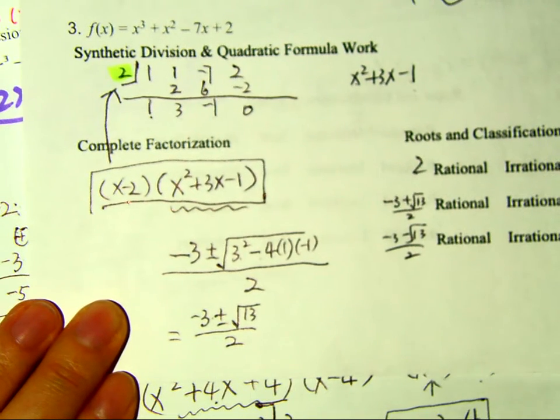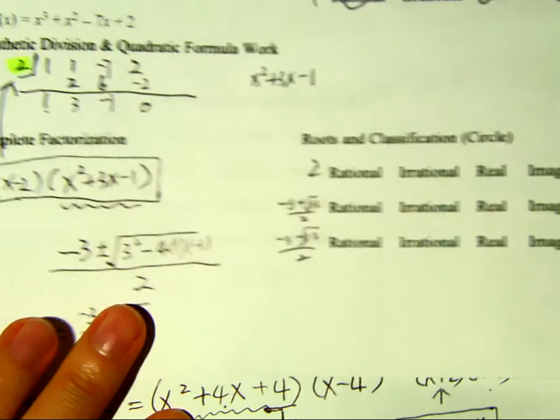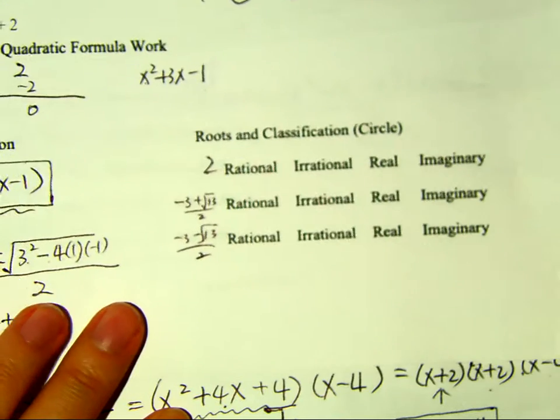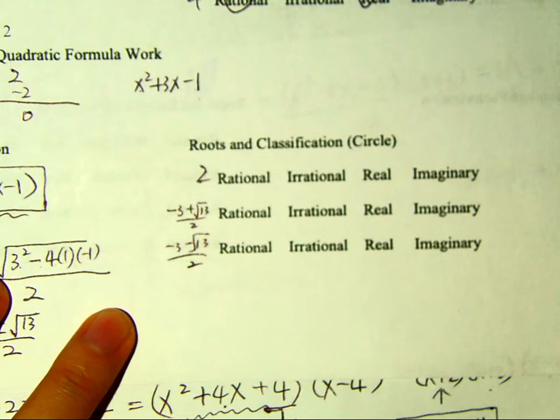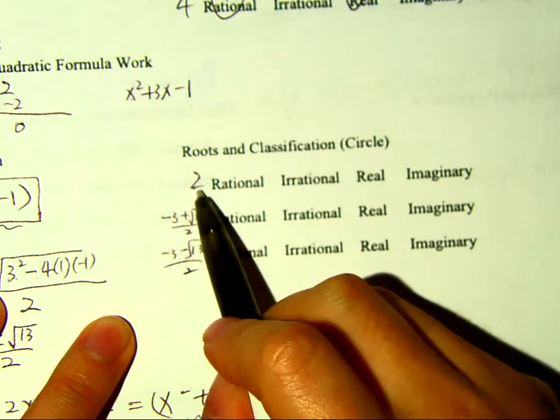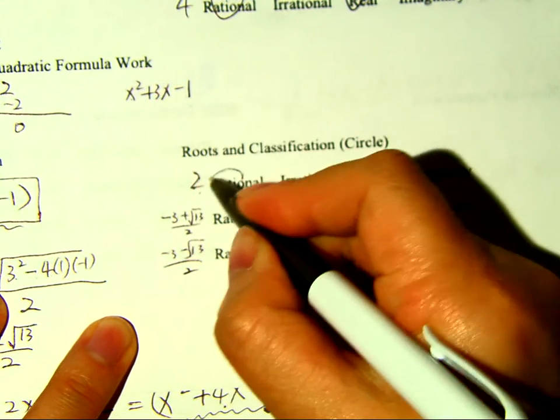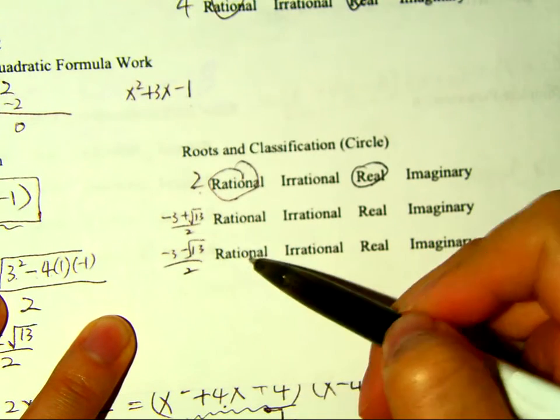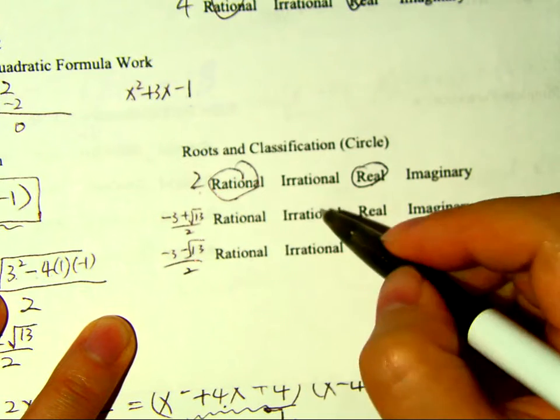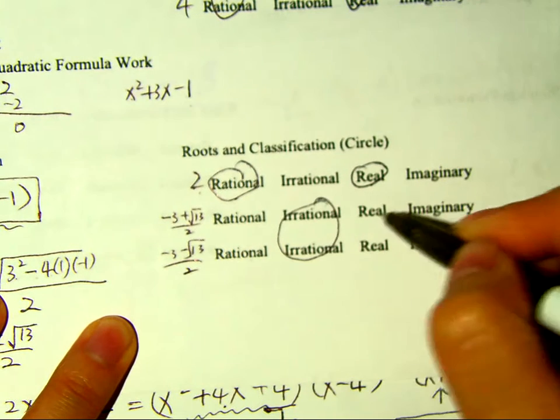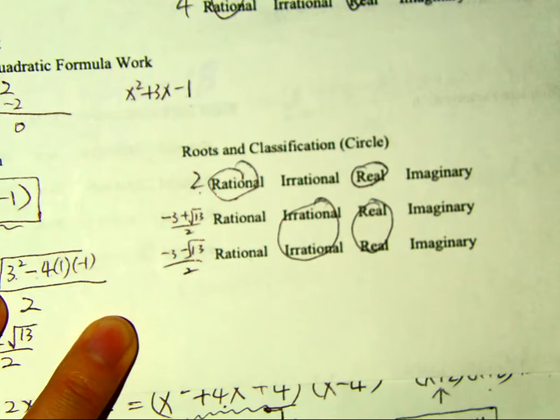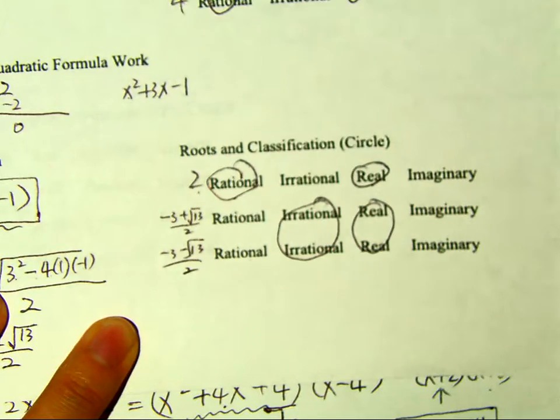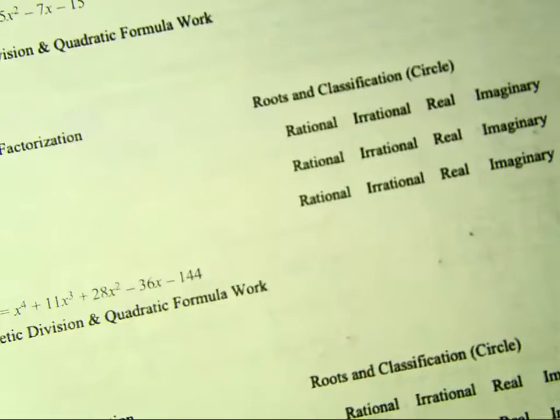And we have 3 different solutions, and this time the classification will be different. So you cannot circle one thing for all of them. You have to do them individually. For the 2, it's rational, real, but for these 2 numbers, they are not rational anymore. We have a square root. They are irrational, and also real. That's what you're going to do for this. Okay, let's do another one.